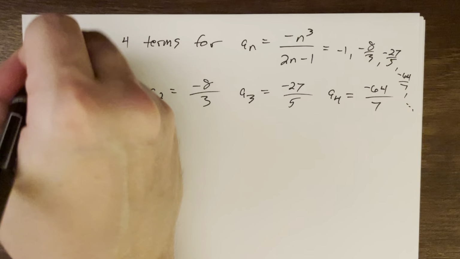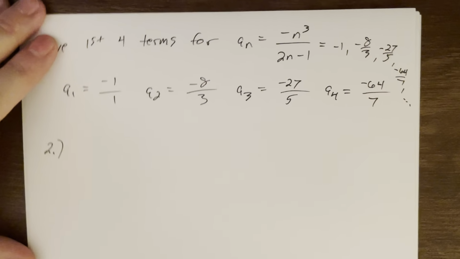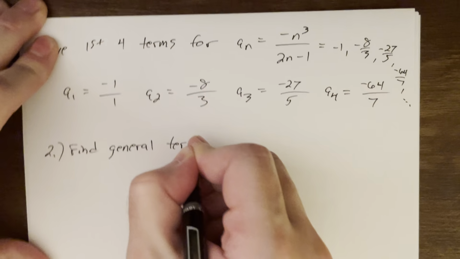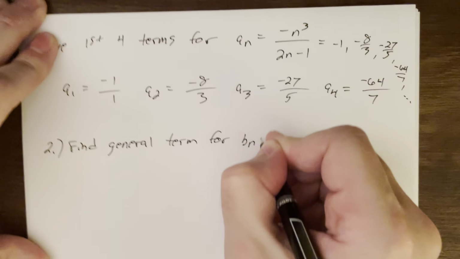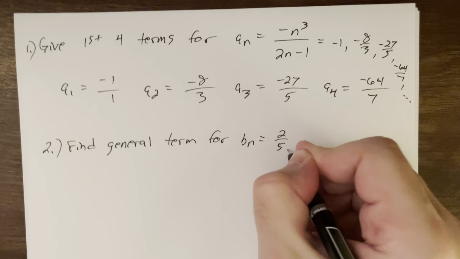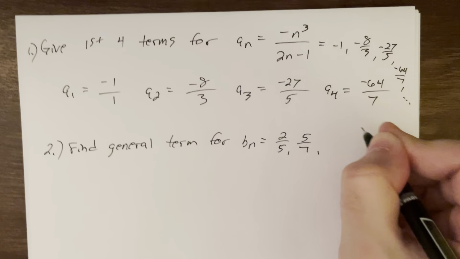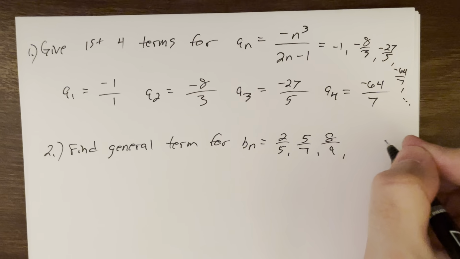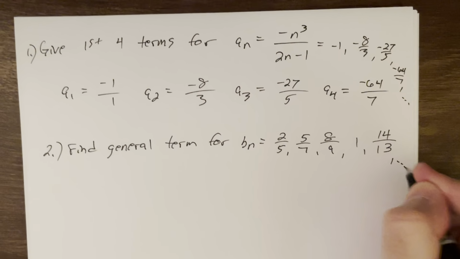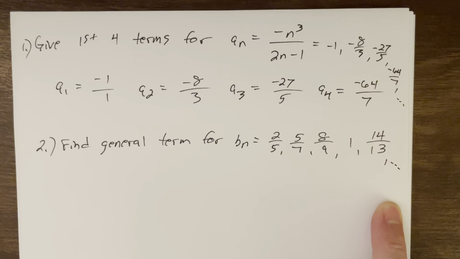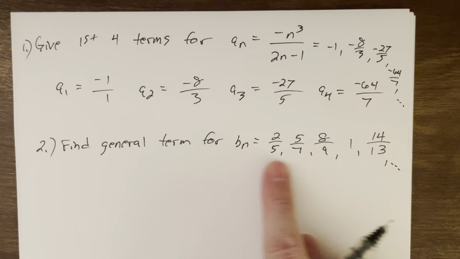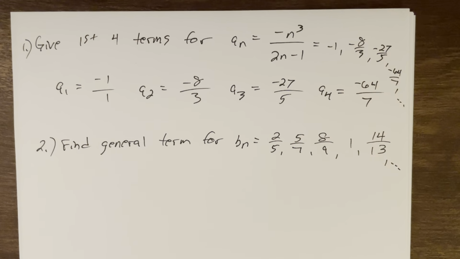Number 2. Let's find the general term, the general formula for b sub n. And let's take a look at 2 over 5, 5 over 7, 8 over 9, 11 over 11, 14 over 13, dot, dot, dot. Again, just kind of the opposite. Here, you had the general term, asked you to find some terms. Here, you've got the terms trying to get you to get the general formula.